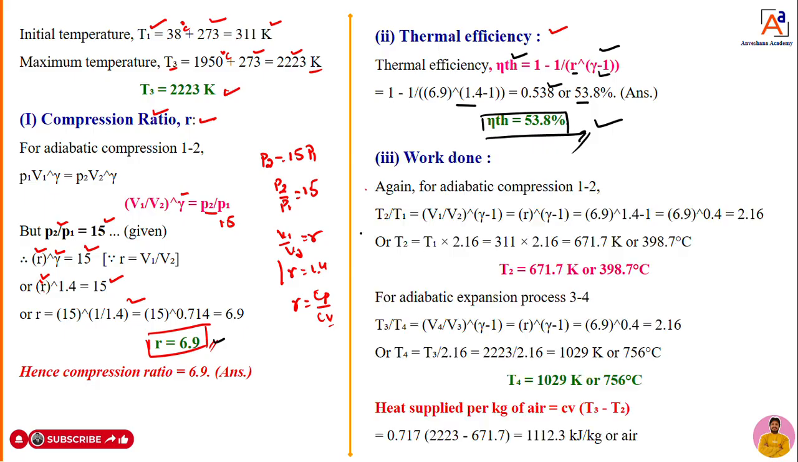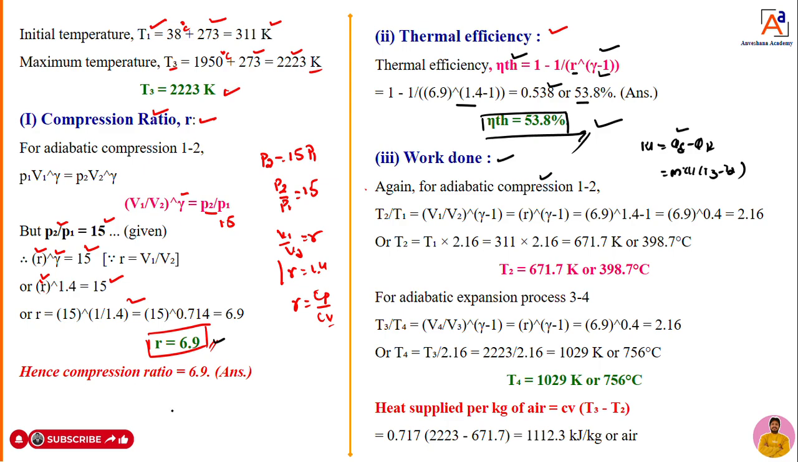Okay, fine. Next, third finding. What is the third finding? I need to calculate the work done. So how to calculate the work done? As I told you students, work done is equal to QS minus QR, right? So how to calculate QR? QS, as I told, is equal to M into CV into T3 minus T2. Similarly, to calculate QR, I require T4 and T1. If I want to calculate the work done, I should know the values of T3, T2, T1, T4. For that purpose, with the help of the adiabatic compression process and adiabatic expansion process, I will try to calculate the values of T1 and T2.